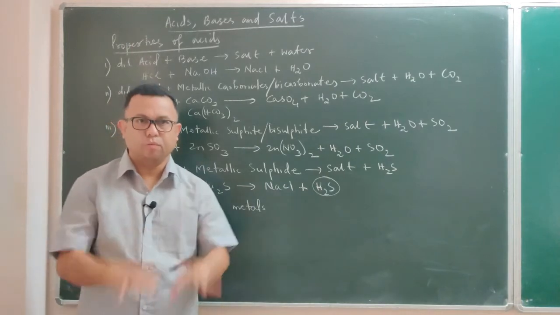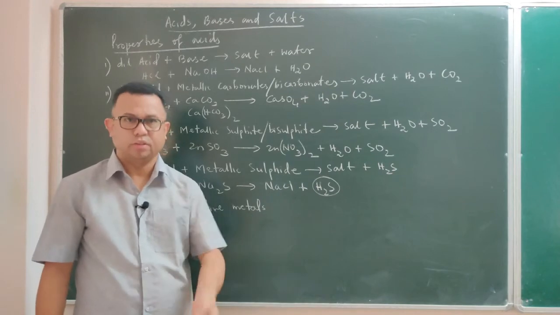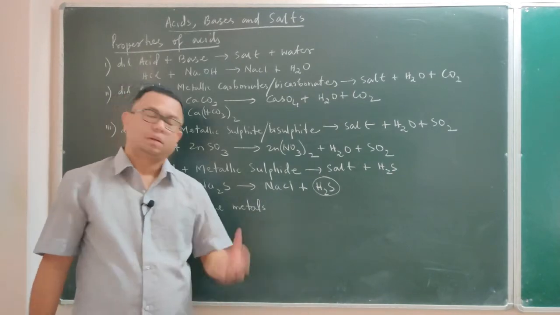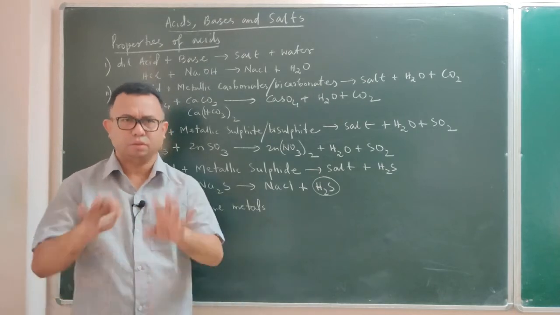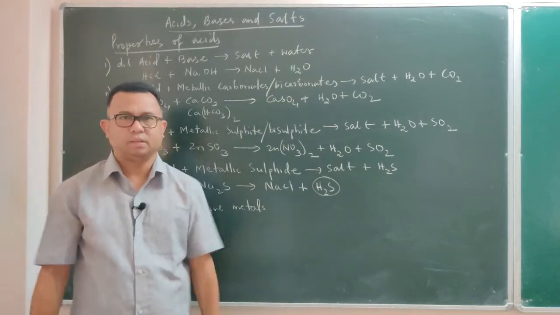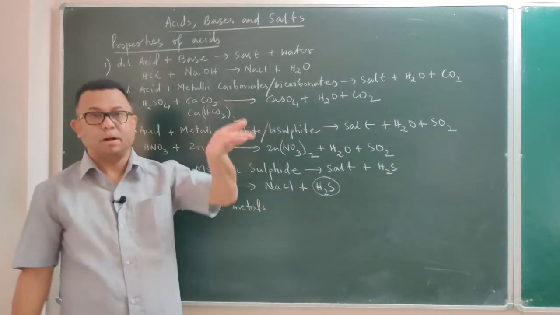So that means there are very few metals which are below hydrogen. Now what are the metals which are below hydrogen in the activity series? Below hydrogen you have copper, mercury, silver, gold, platinum. These are the only metals which are below hydrogen. All the other metals are above hydrogen in the activity series. So active metals are those metals which are above hydrogen.